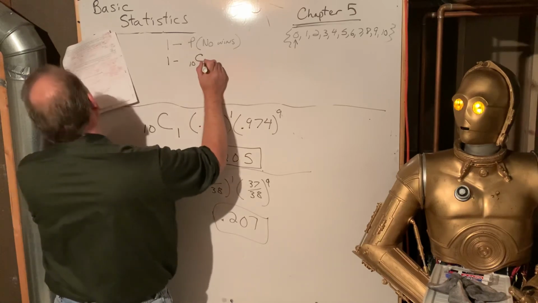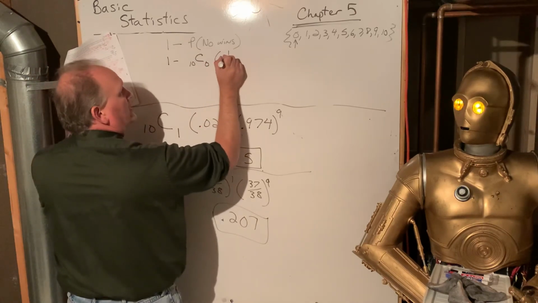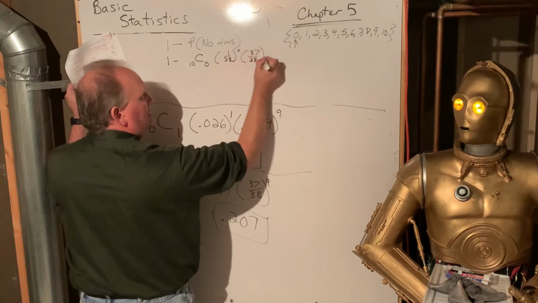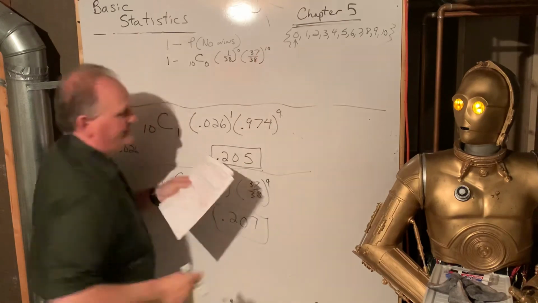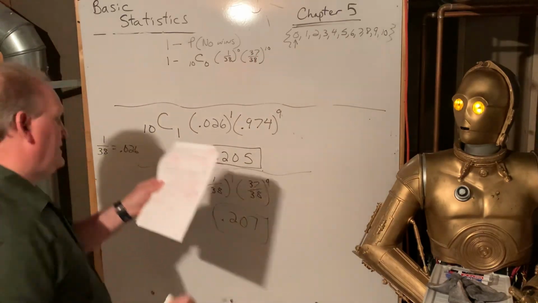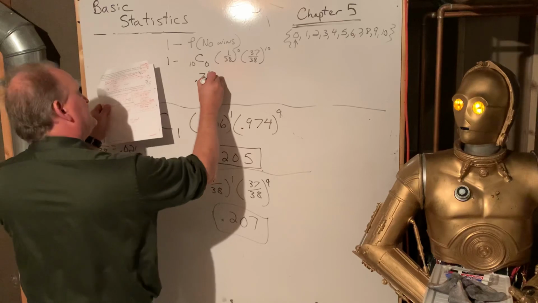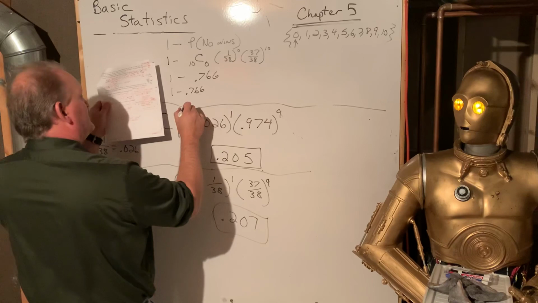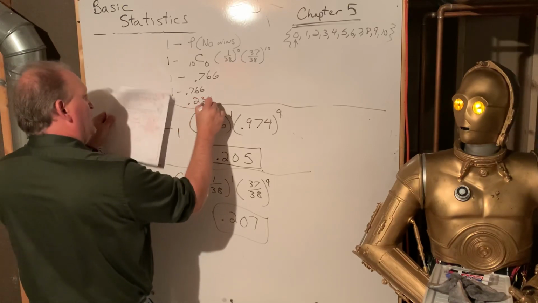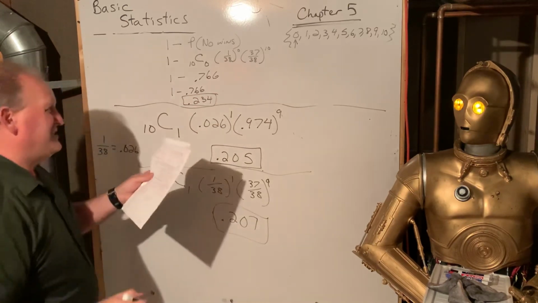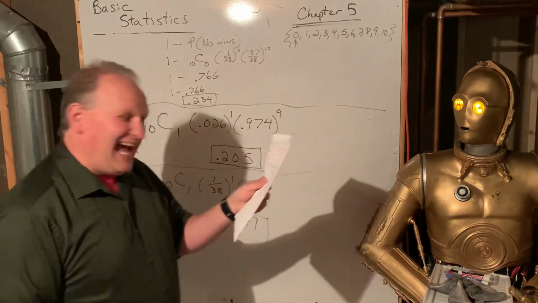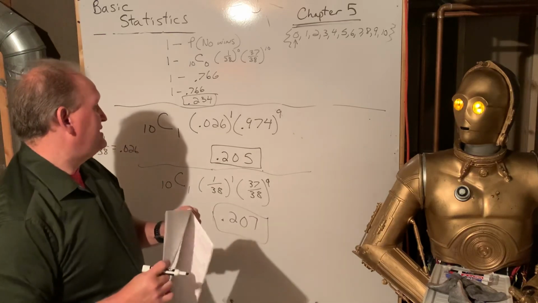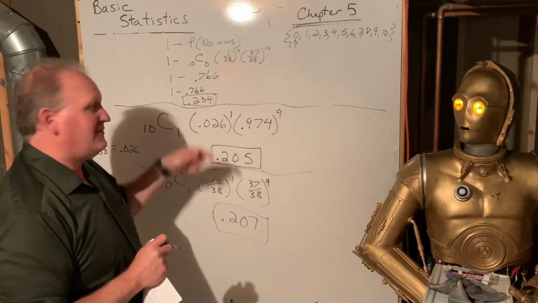So 10 choose 0, 1/38 to the 0, 37/38 to the 10, and that turns out to be 0.766. So 1 minus 0.766 is 0.234. So you've got about a 23% chance you'll win at least once. That's not that great with 10 plays. Not even half.